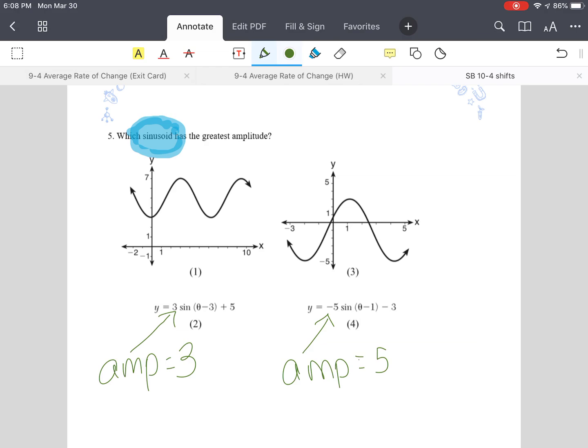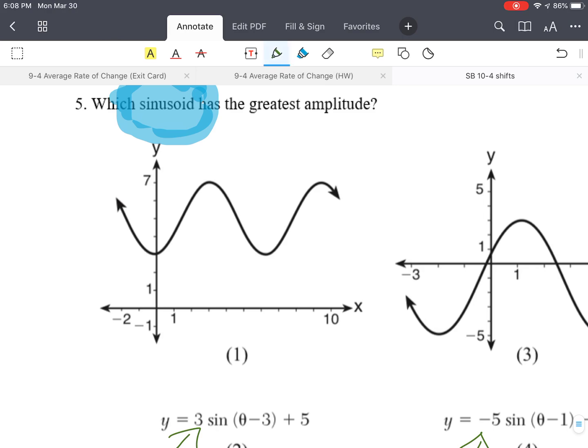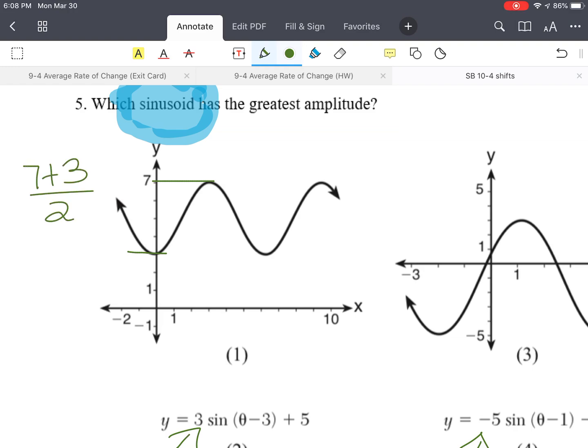Let's find the amplitude of the choice 1 and choice 3. So I'm going to zoom in a little. Okay. So I want the highest y, so that's 7. I want the lowest y, that's 3. And I want to divide that by 2. So I get 5. Okay, so that's my midline, y equals 5. From 5 to 7, or 5 to 3, is an amplitude of 2. So this amplitude is 2.